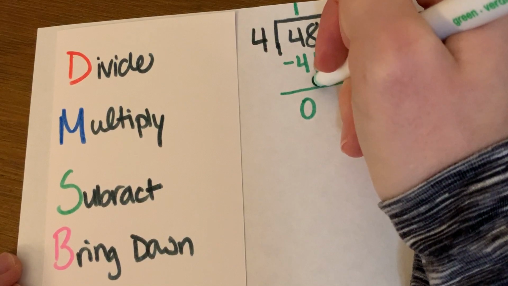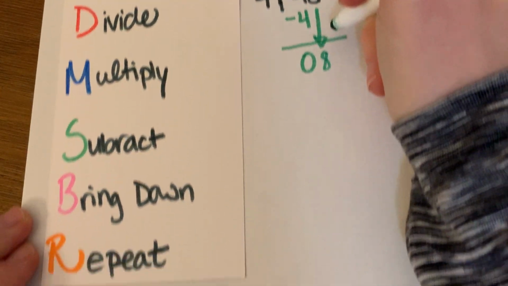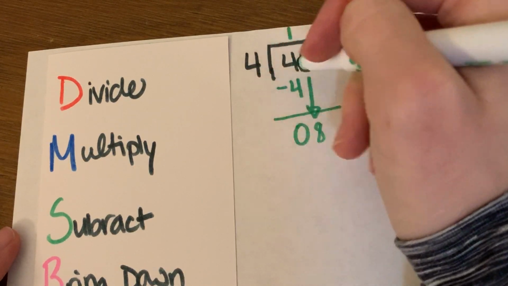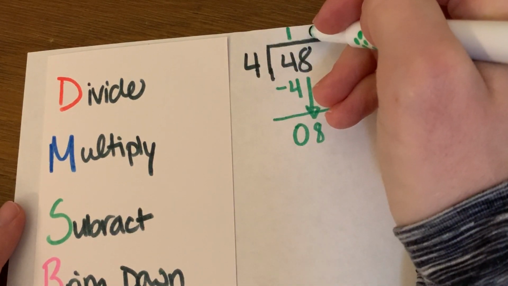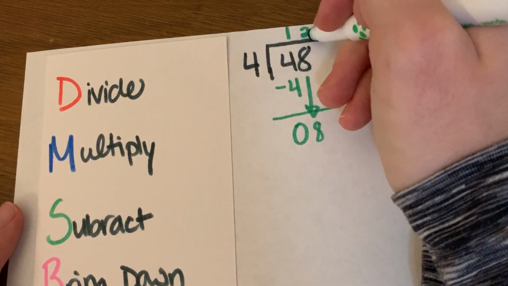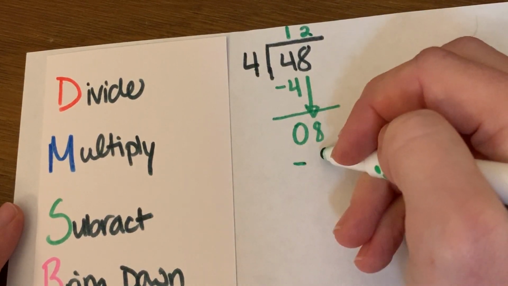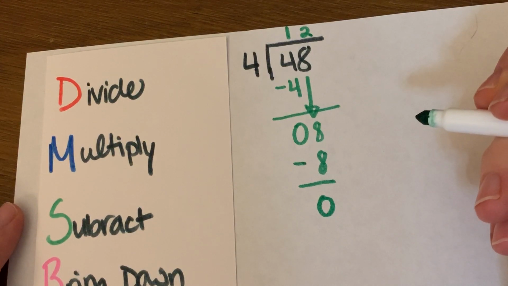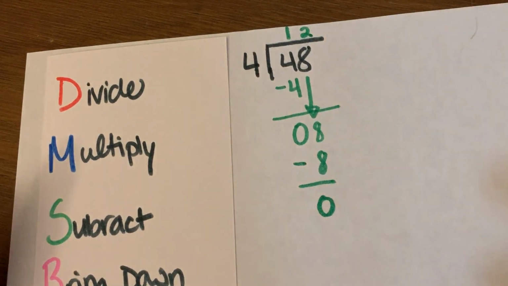Bring down. I'm going to bring down the 8. And I'm going to repeat the process. Dividing. It's 8 divided by 4. So 4 times what gives me 8? 4 times 2. I'm going to subtract 8, and I'm going to get 0. And I get 12 as my answer.